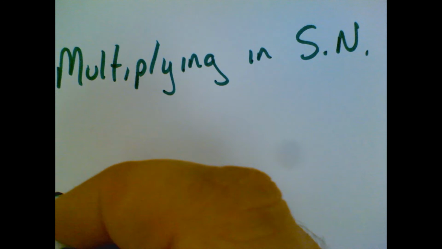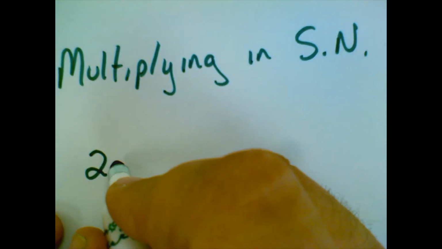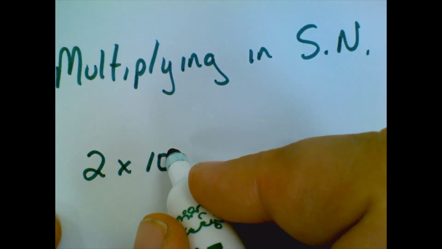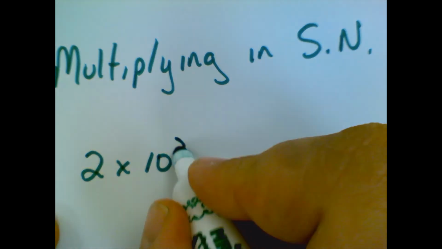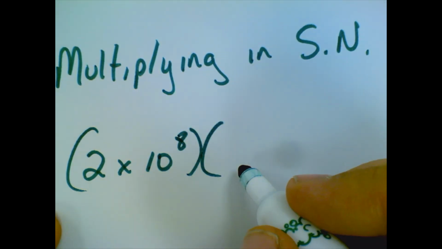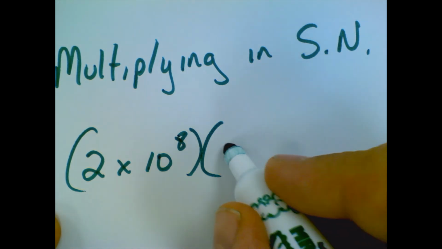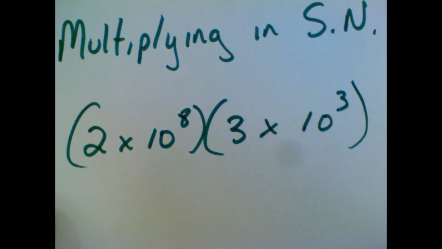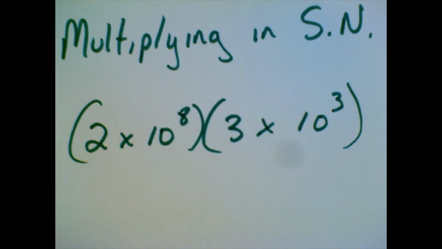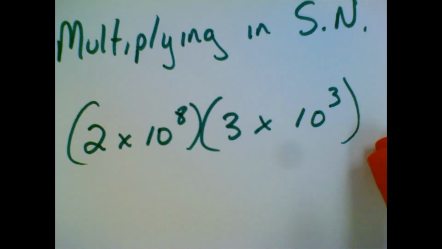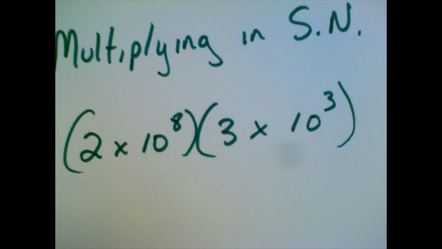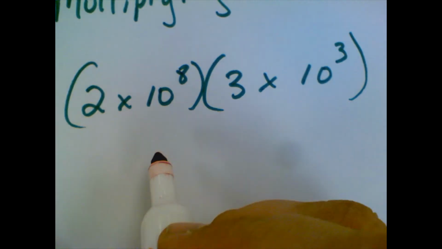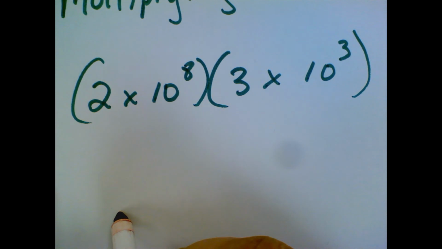So let's say, for example, we had 2 times 10 to the 8th times another number, 3 times 10 to the 3rd. So we have two numbers in scientific notation we want to multiply together. Now, you could do this a couple ways. The long way would be changing these to customary numbers and then multiplying them out, but that would be defeating the purpose.